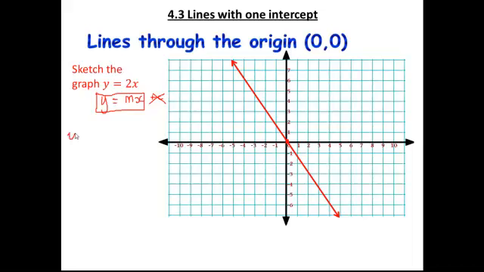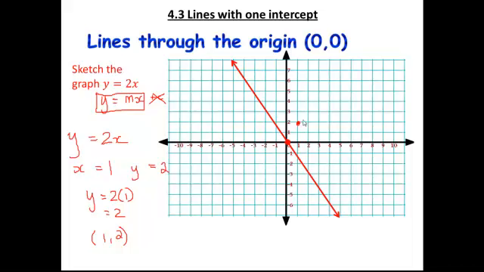So if we want to sketch this graph, y is equal to 2x, well, I already know that this graph is going to have to go through the point (0, 0), because the y-intercept is 0. And I just need to find one other point on that line. The easiest thing is to say, okay, if x is equal to 1, what is y going to be equal to? I can do that by substituting x is equal to 1 into my equation of a line. So y is equal to 2 times 1, which is 2. That means another point on that line is the point (1, 2). So let's just plot that, (1, 2).